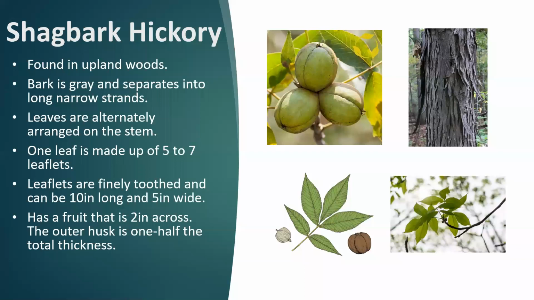But another thing I want to point out is if you think back to the mockernut hickory, we said that leaf is typically going to have between 7 and 9 leaflets on an individual leaf. On a shagbark hickory, you're more commonly going to have 5 to 7. So obviously there is some overlap there, but you can view it this way. If you ever see a 9 leafleted leaf on a tree, you know it's not a shagbark hickory. But if it's a 5 or 7, that can get a little bit tougher.